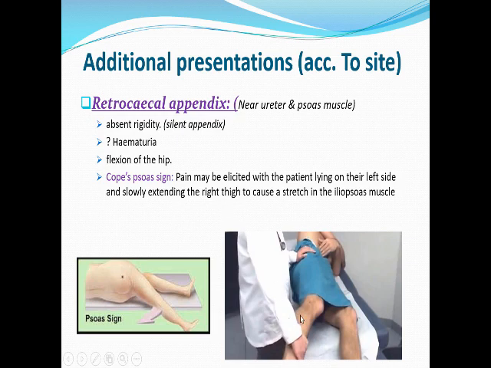If you want to elicit it and be sure there is a psoas sign, you have to do extension of the hip joint. How am I going to do extension of the hip joint? Let the patient lie on his left side and try to push his limb backward. You do extension, and the patient experiences pain. This is called the Cope psoas sign, caused by spasm of the psoas muscle due to irritation of the psoas by the retrocecal appendix. This is the first position.